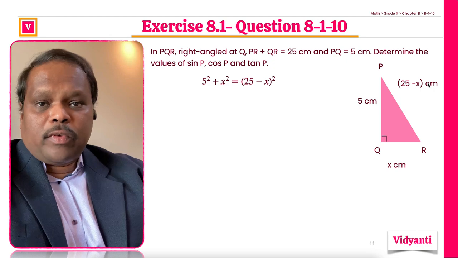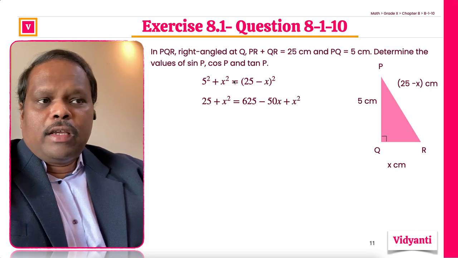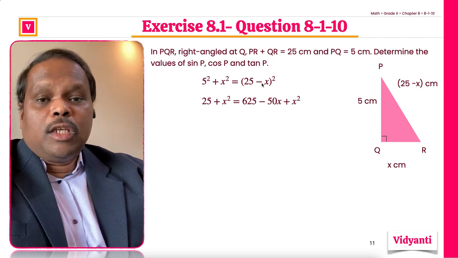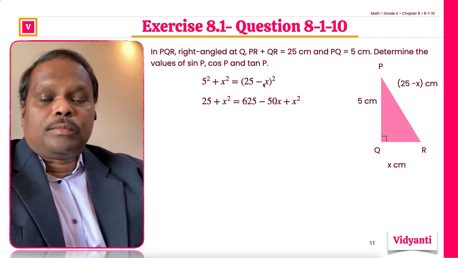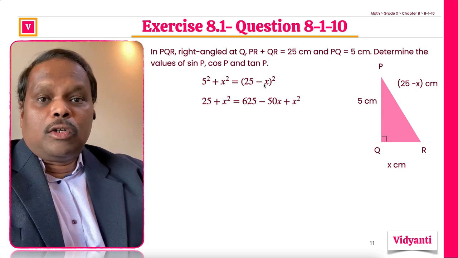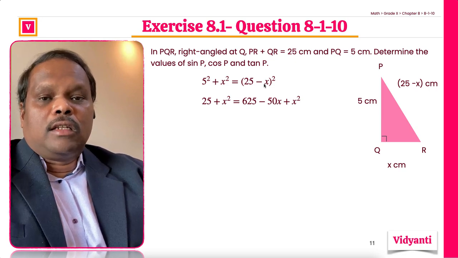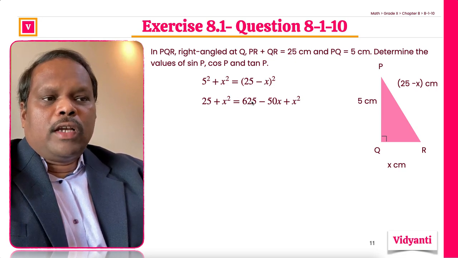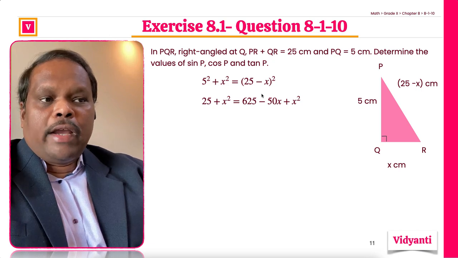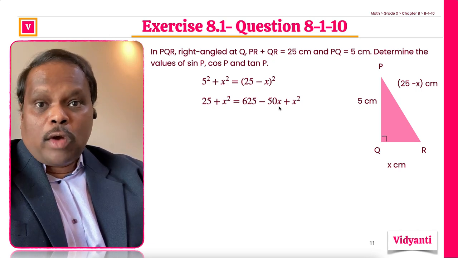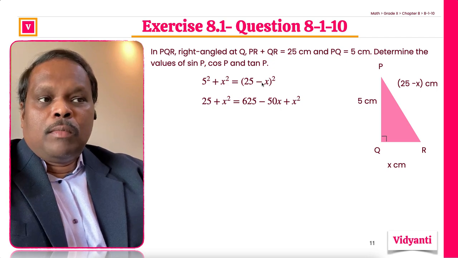Now let's try to simplify this one. 5 square is 25, x square kept as it is. Now this we will use the formula of a minus b square. (a minus b) whole square is a square minus twice of their product, 2ab, plus last term b square. So 25 square is 625 minus twice of their product. Now their product is 25x, but twice, so 50x, and plus last term square. So that would be x square.